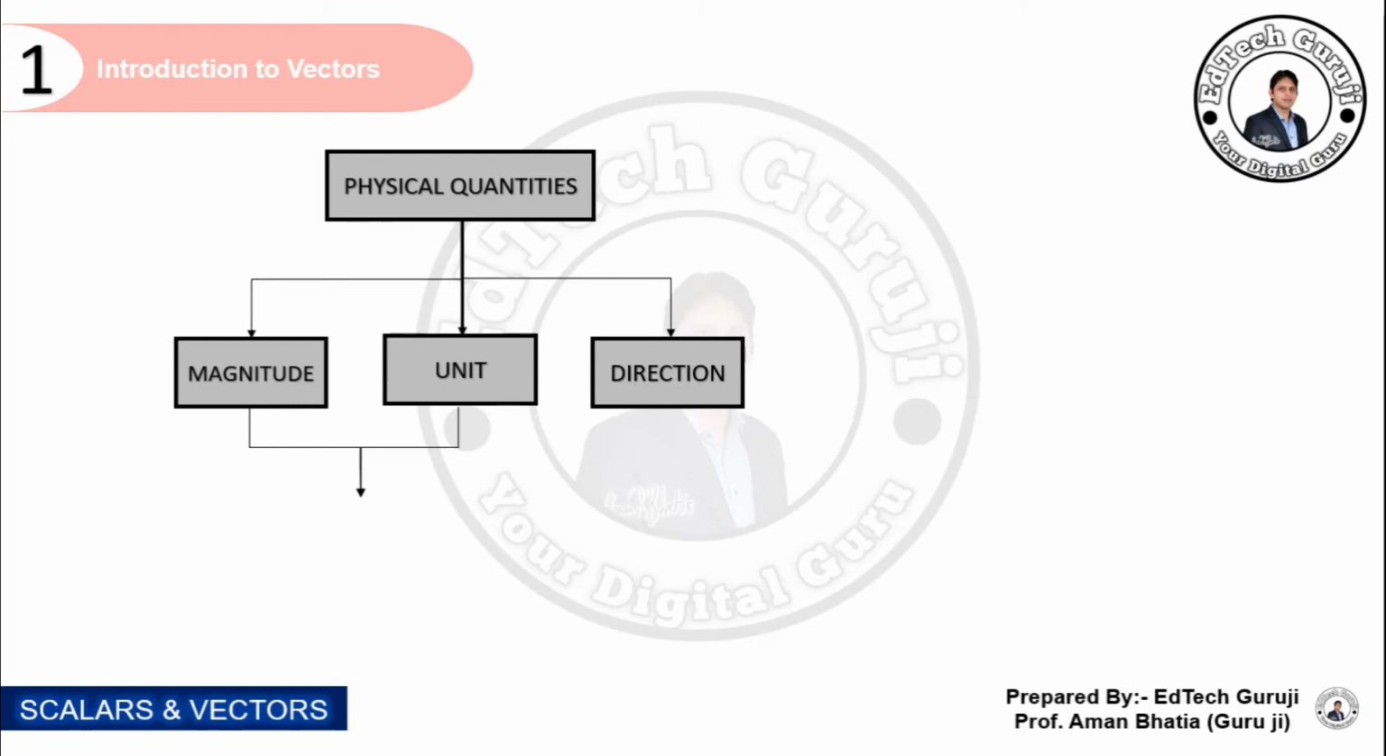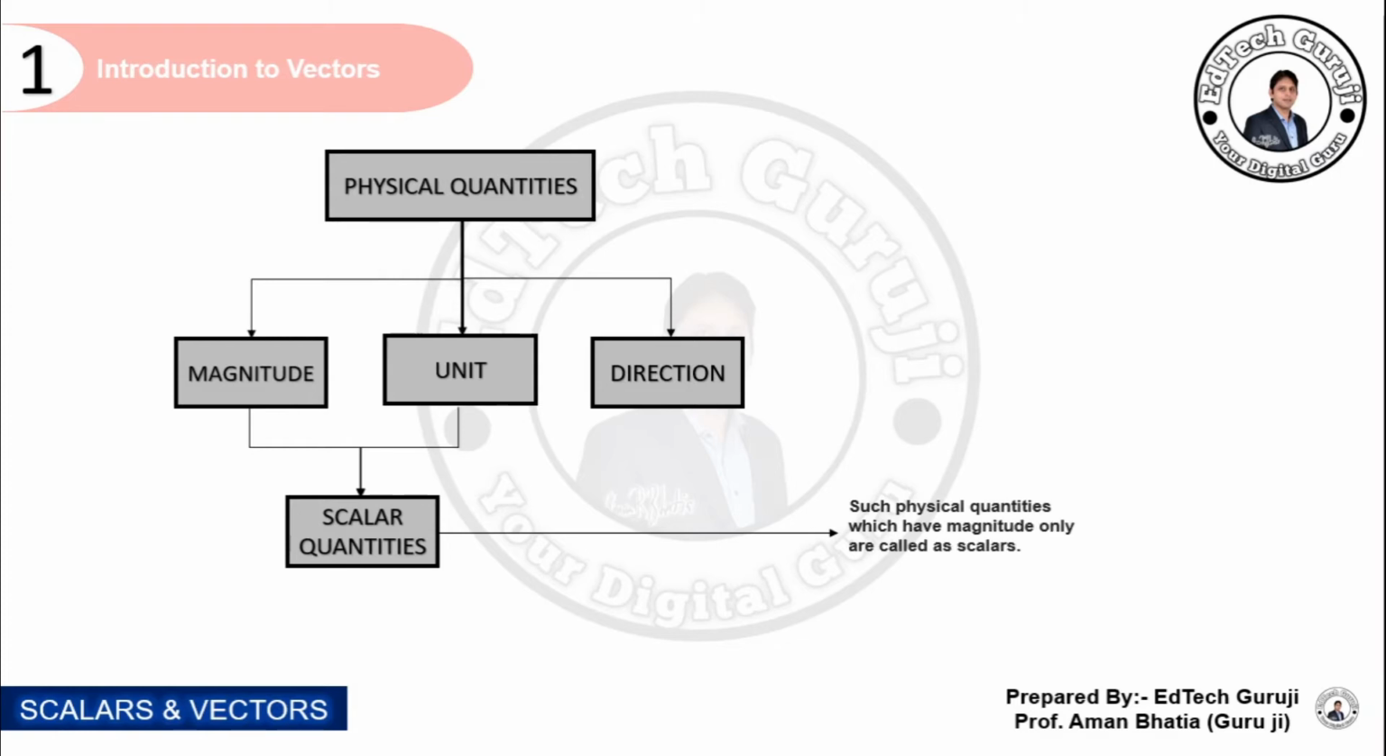Such physical quantities are called scalar quantities. They are called scalar quantities. So what are scalar quantities? Such quantities which have magnitude and unit are called scalar quantities.